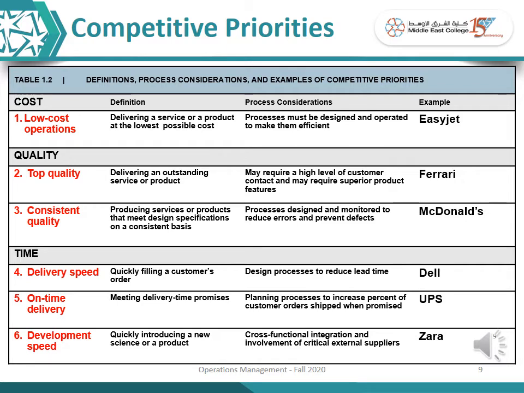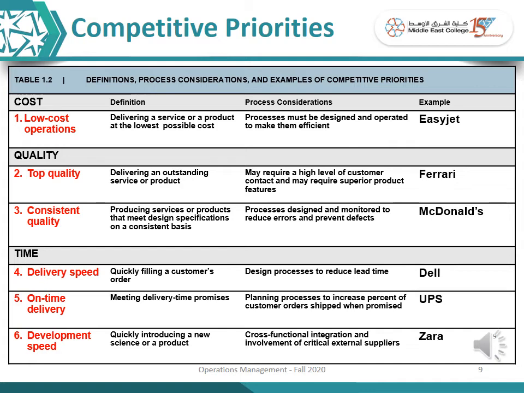In operations, in this case, the process considerations are that processes must be designed and operated to make them efficient. Efficiency is number one target here. An example is EasyJet. We can say a lot of other examples. One example is low-cost airlines. You know that there are some airlines who compete via low ticket prices. So this is another example.